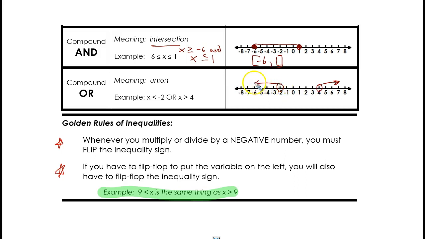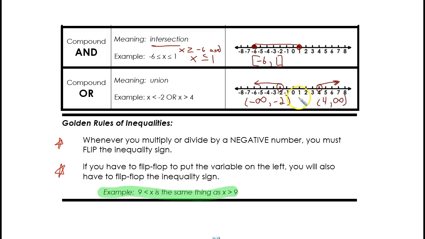means we shade to the left. Or means this is good, or we could have greater than 4. So that'd be an open circle on the 4 with the shading going to the right. These together are really two different inequalities, or two intervals, I should say, really two intervals. So one of the intervals is from -infinity to -2. The other is from 4 to +infinity.